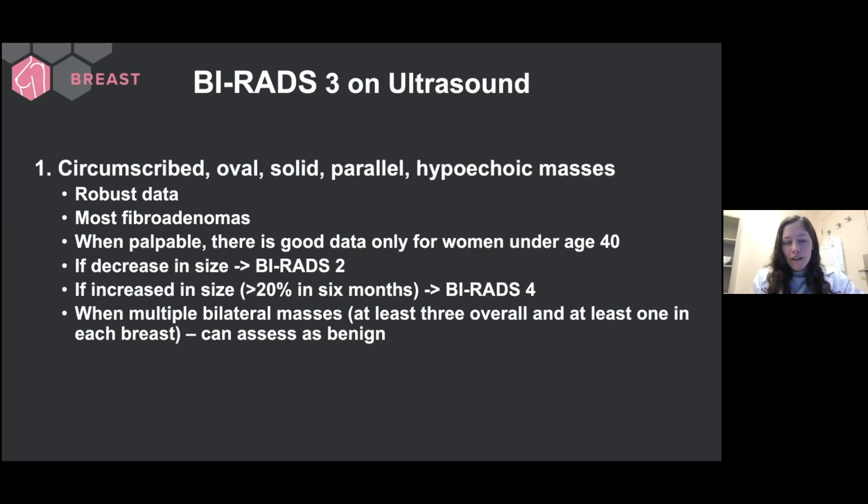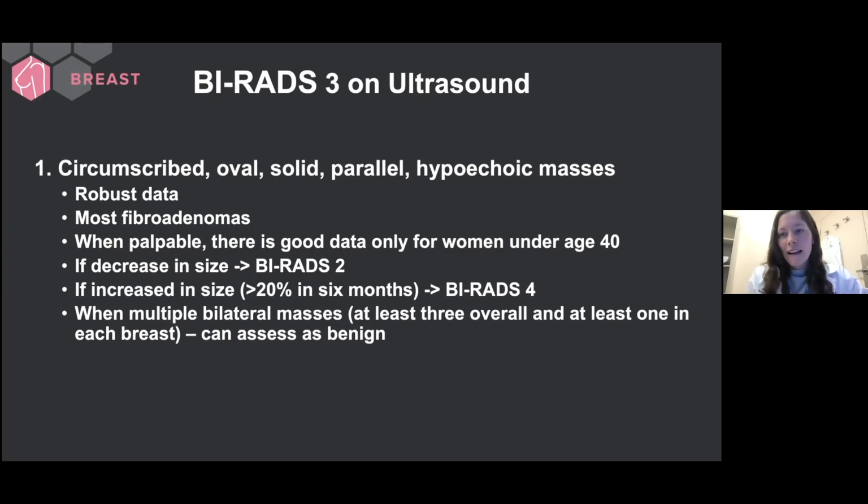So our first indication for BI-RADS 3 on ultrasound is a circumscribed oval solid parallel hypoechoic mass. And this has robust data. Most of these represent fibroadenomas, and we can safely call them a BI-RADS 3 and follow for 2 years. Now, when the lesion is palpable, there's really only good data for women under age 40. So if it's a palpable mass in a woman over age 40, it actually doesn't really fall into this BI-RADS 3 category, and we would recommend biopsy.